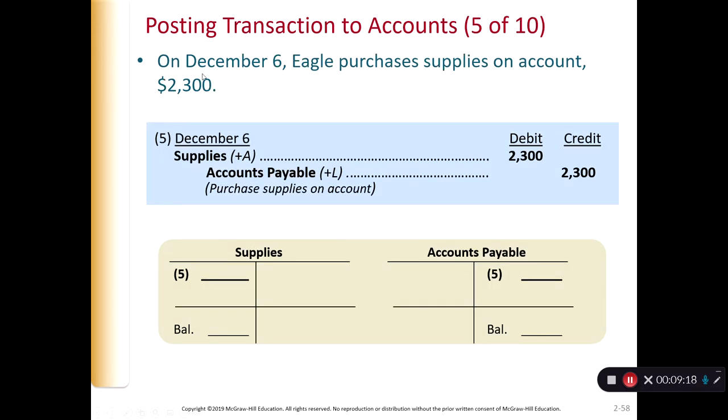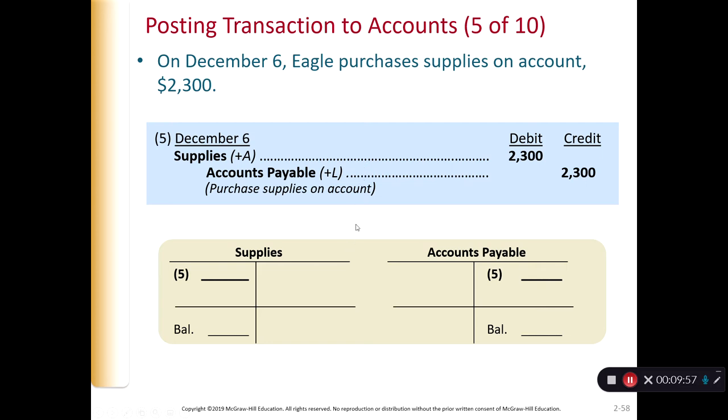Okay, on the fifth transaction, on December 6th, Eagle purchased supplies on account. So we talked about on account in the first lecture, that on account means that we haven't paid that person, but we already got the supply, right? So in other words, we have an increase in supplies, we have an increase in liability, short-term liability. Hence the supply increases, supply is an asset account, we will debit it. And when there's an increase in a liability account, we will credit it, right? Liability is on the right hand side.